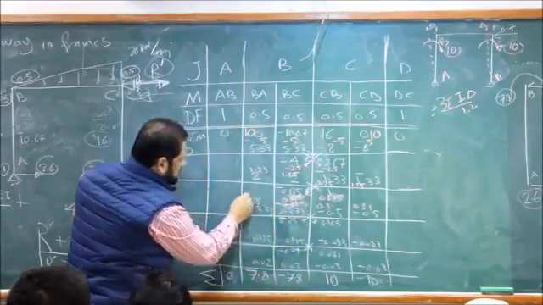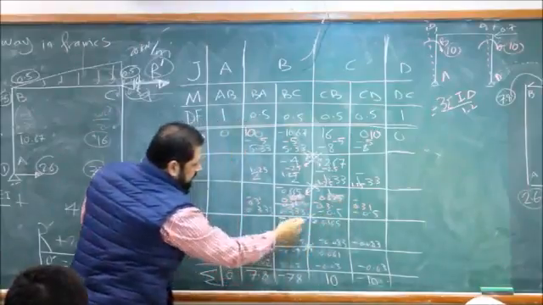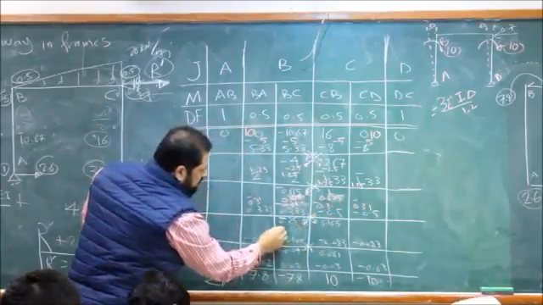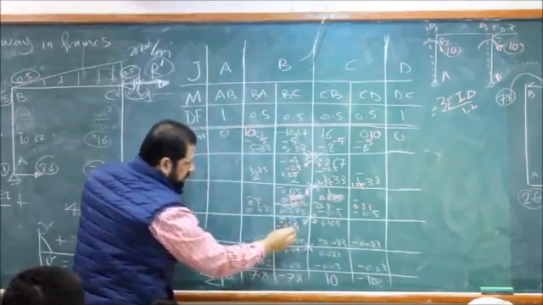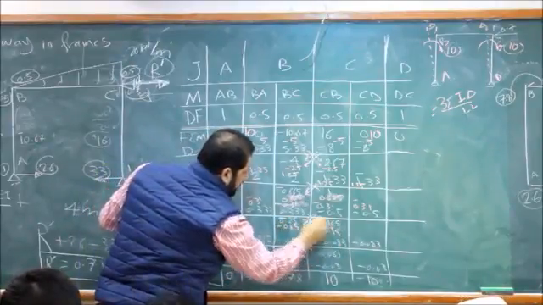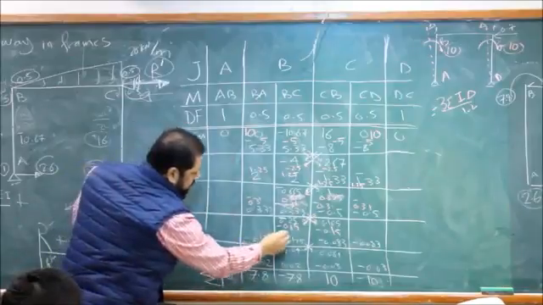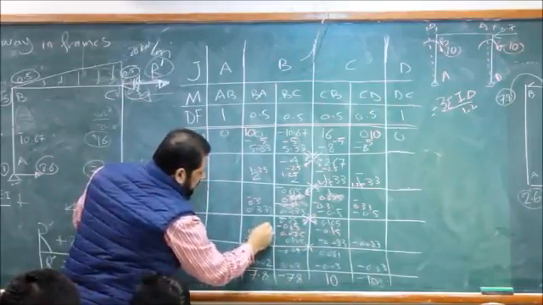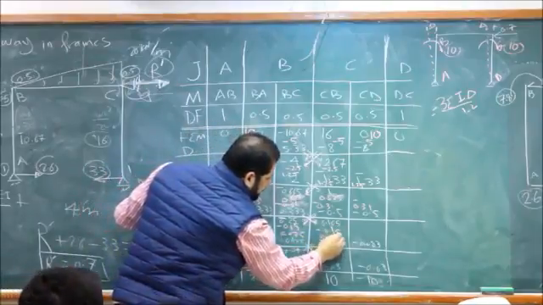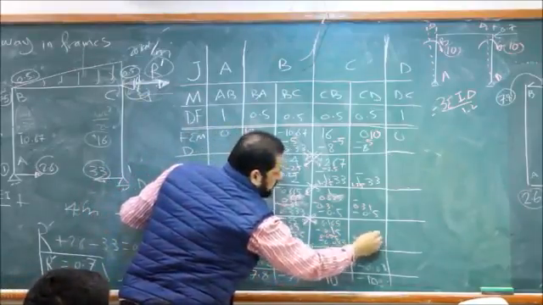All of it minus, then carry over. Minus 0.15, minus 0.15, then 0.075. 0.075. It will be symmetry.